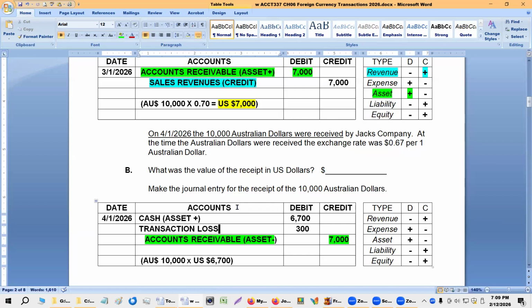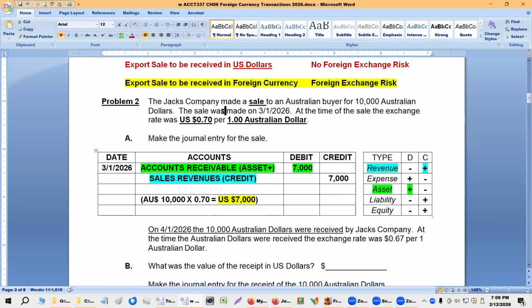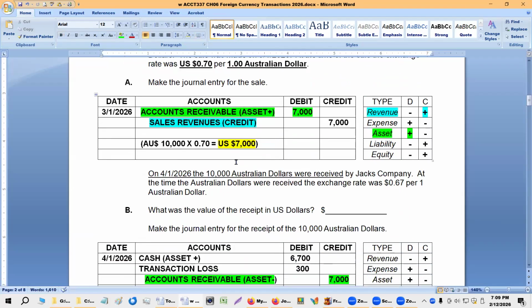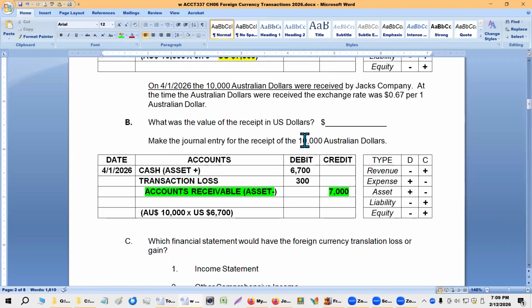Any question on that? So again, there is a risk if it's in a foreign currency that it might not be exactly the same. Now the risk can go either way. It's possible that you have a gain, but it's also possible that you have a loss. Oh wait, I didn't put this in here. This was 6,700.